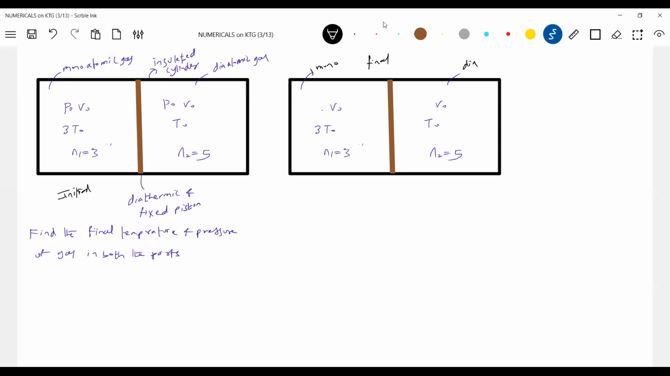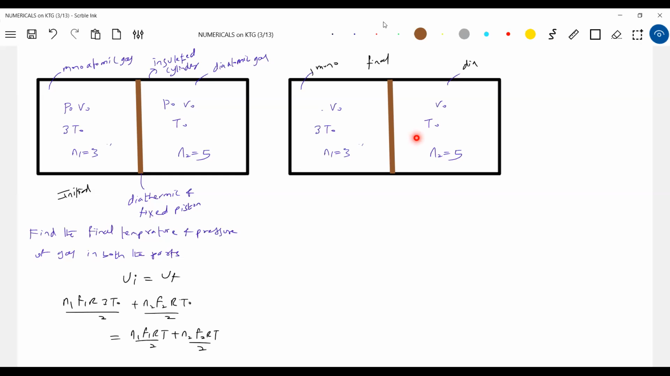Tell me, what shall I do in such a case? What will happen to the overall energy? It remains the same, so initial energy is equal to final energy. Initial energy: N1 F1 R 3 T naught, which should be equal to the final energy, RT by 2 times the same number of moles. Finally, what do we expect? The temperature must be the same, so I'll write T.